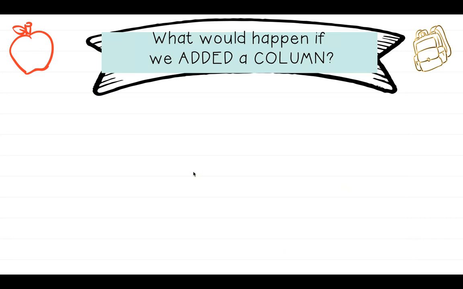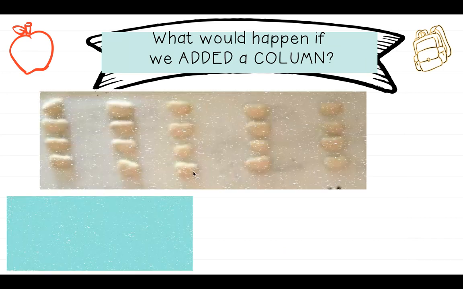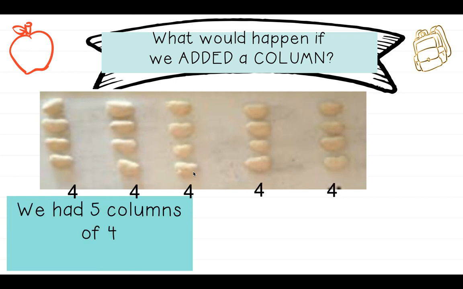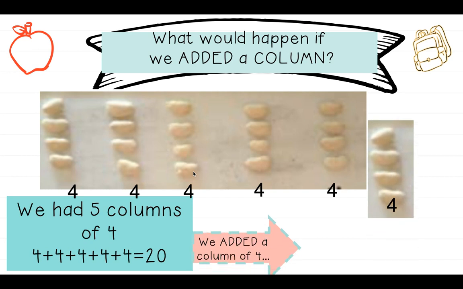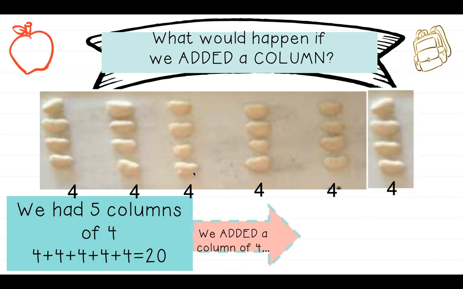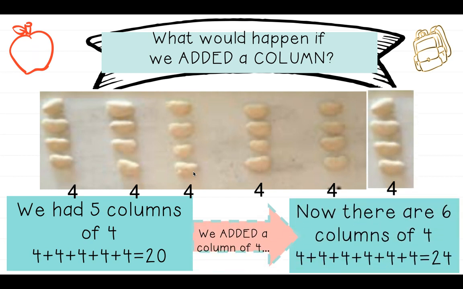What would happen if we added a column? So here's our original array. We had 5 columns of 4. And we use 4 plus 4 plus 4 plus 4 plus 4, which equals 20. We're going to add a column of 4. So now there are 6 columns of 4. So we would use 4 plus 4 plus 4 plus 4 plus 4 plus 4, which equals 24.